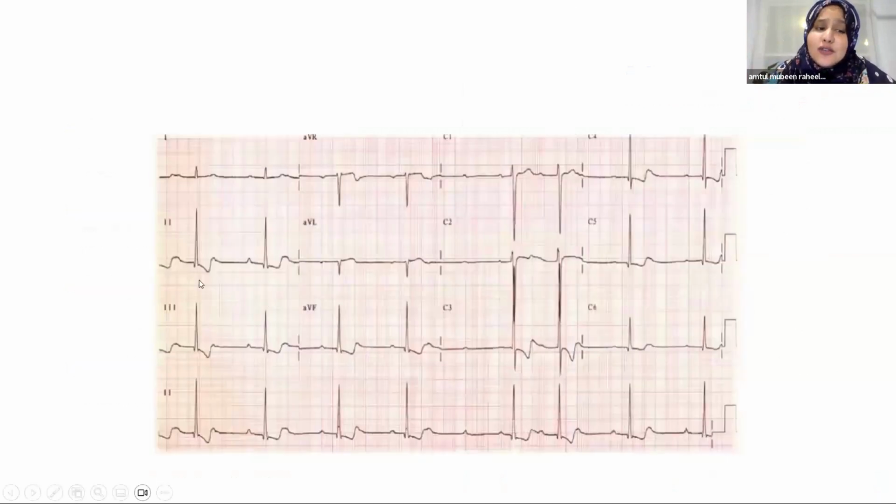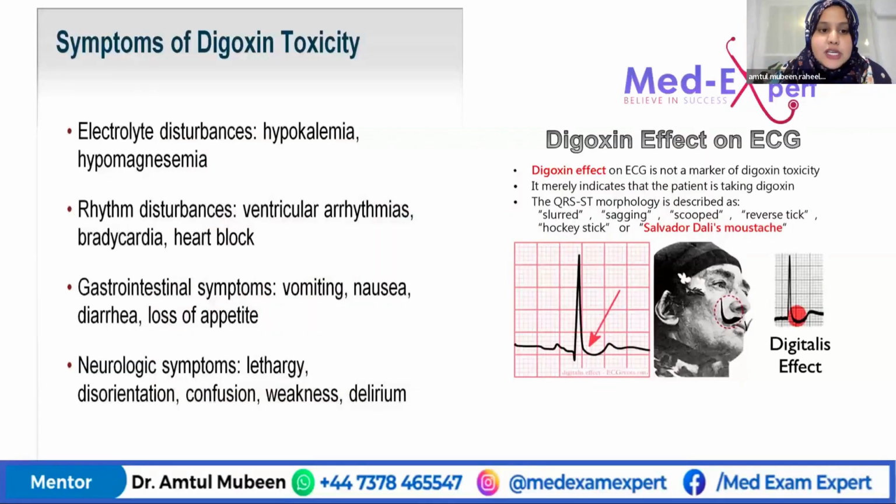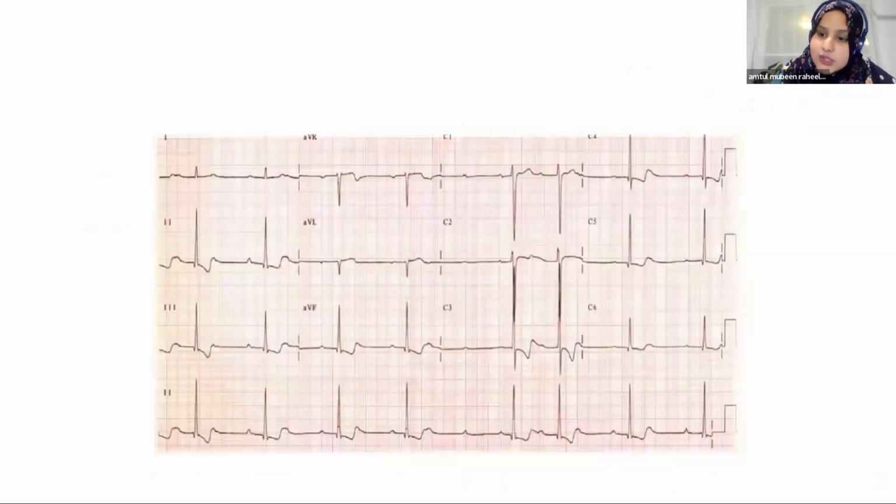Now you can see all the features. From the start of the P till the end of the R, there is a prolongation of the PR. ST segment sagging, depression, inverted T wave, scoop-like appearance, and increased amplitude of U waves. Classical ECG of digoxin toxicity. So whenever there is digoxin toxicity, you see these scooped segments. Digoxin, ice cream, scooping, you just need to remember this.